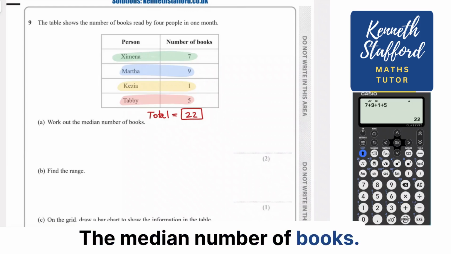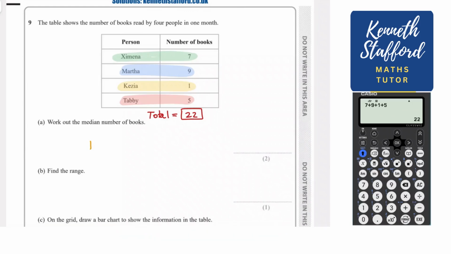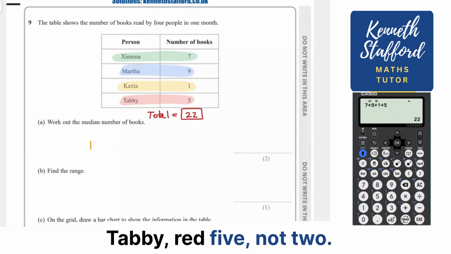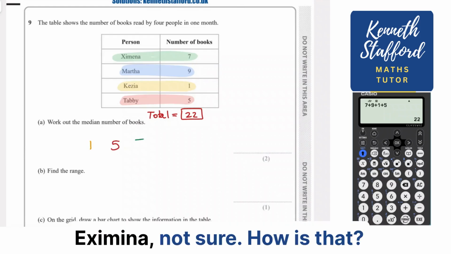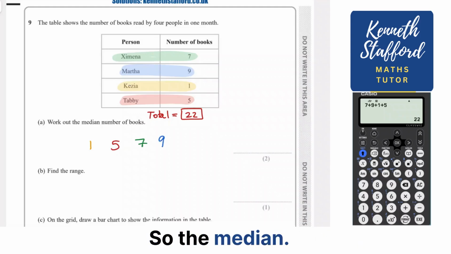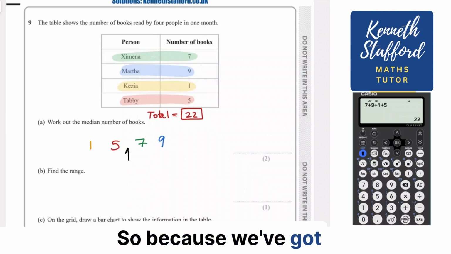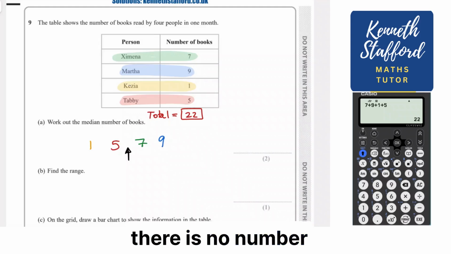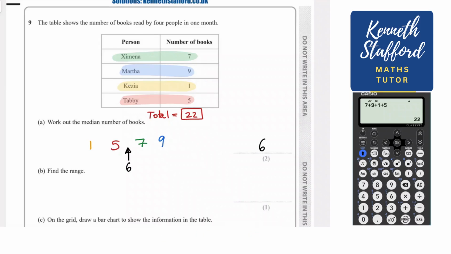The median number of books, well, if we put this in order, Kezia read 1, Tabby read 5, Eximina 7, and then Martha 9. So the median means the middle. Because we've got 4 numbers, there is no number in the middle, but we go for the number equally in between 5 and 7, which is 6.